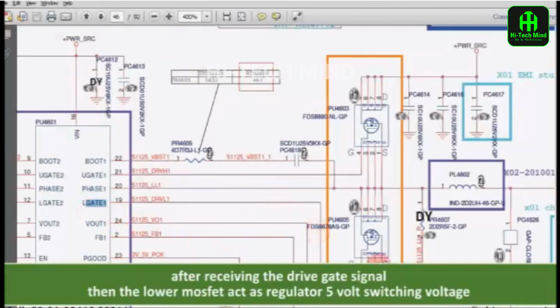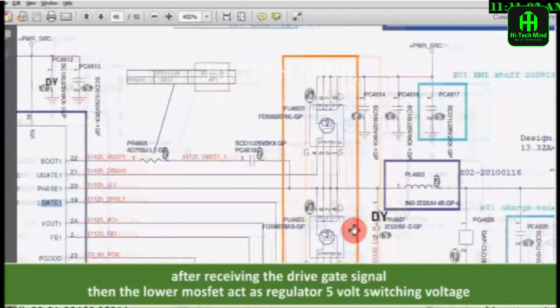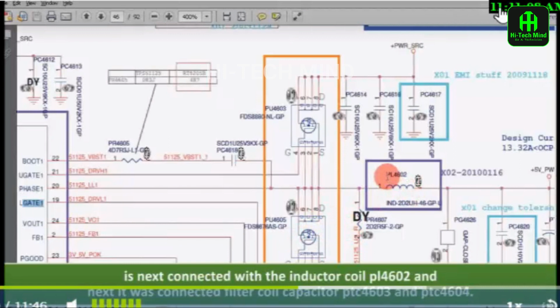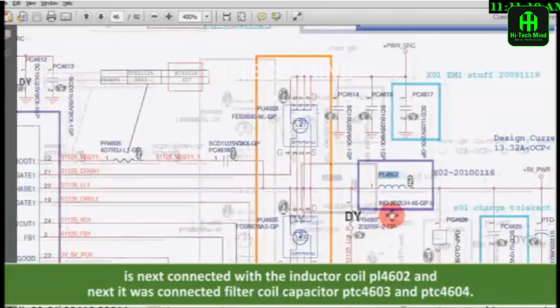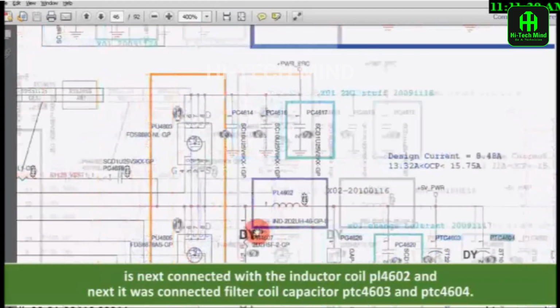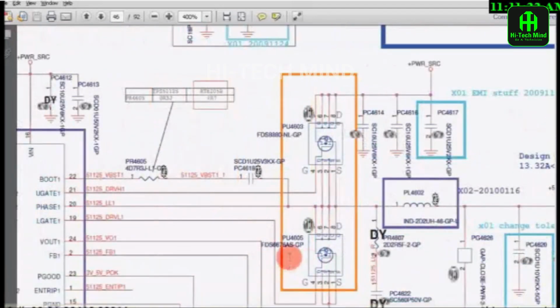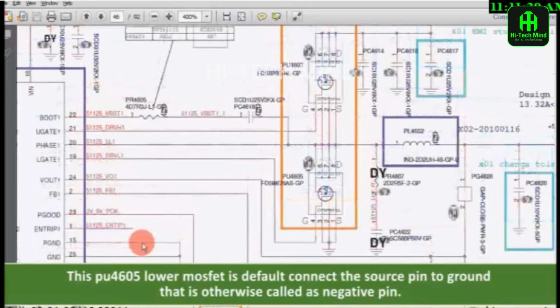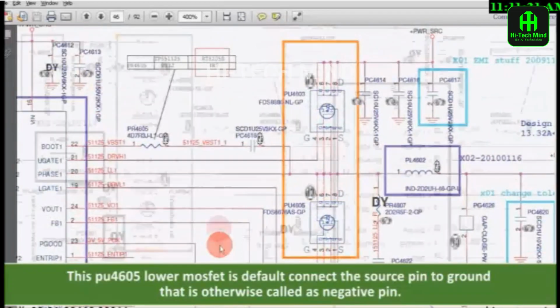After receiving the drive gate signal, the lower MOSFET acts as a regulated 5 volt switching voltage. It is next connected with the inductor coil PL4602, and next it is connected to the filter capacitors PTC4603 and PTC4604. This lower MOSFET PU4605 has its source pin connected to ground, otherwise called the negative pin.